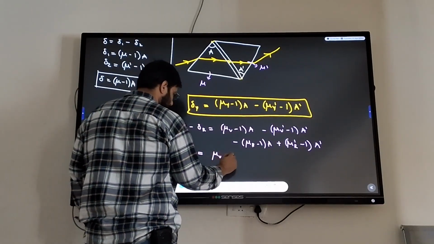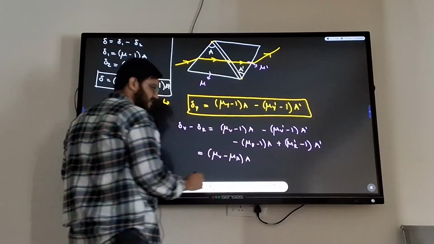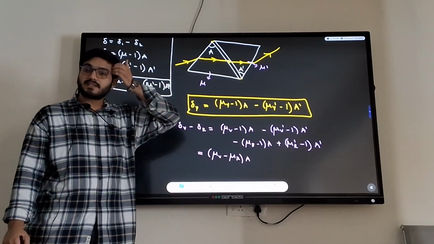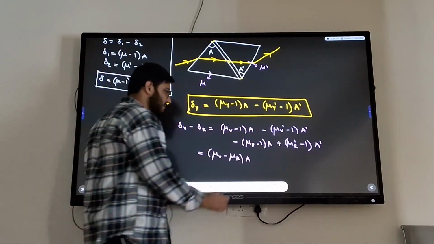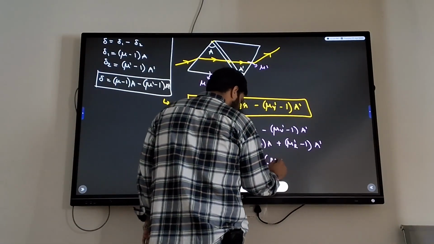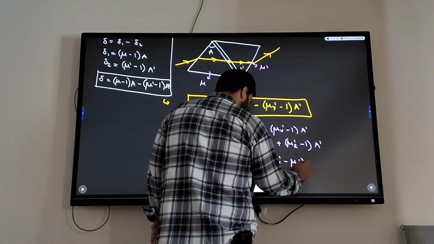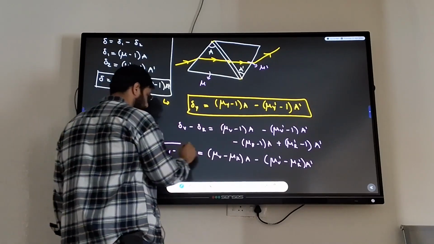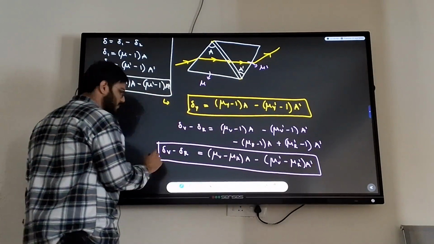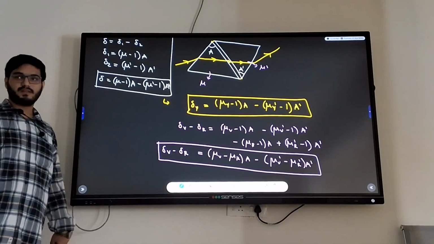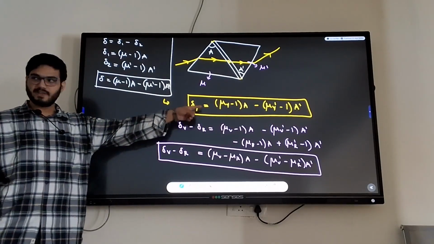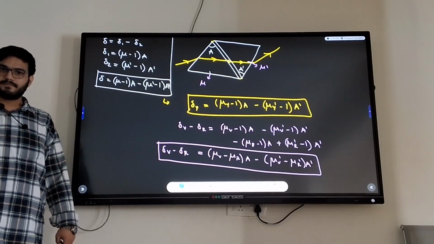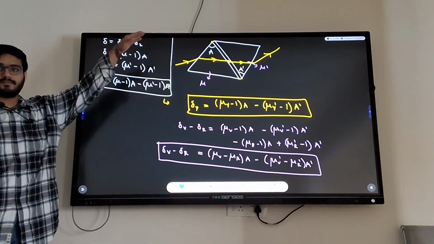I think I will get something like (mu v minus mu r) into A. This is the first term. In the first term, the A cancels. What about the other term? I think A dash cancels. And then you will get something like (mu v dash minus mu r dash) into A dash. This is delta v minus delta r for this. So if you have two prisms which are connected in that fashion, then this is how you find the average deviation and this is how you find the angular dispersion. Is there any problem?